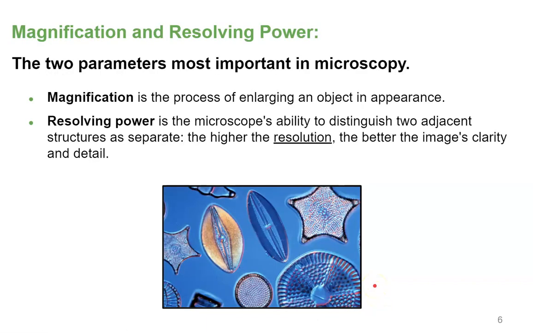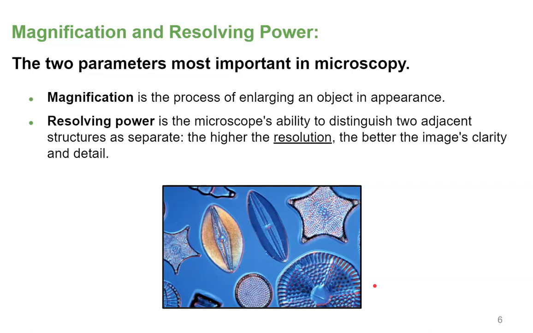So two things are really important when we talk about microscopes. The first one is magnification. Magnification is the process of enlarging an object, like zooming in, and we can make the object appear larger.